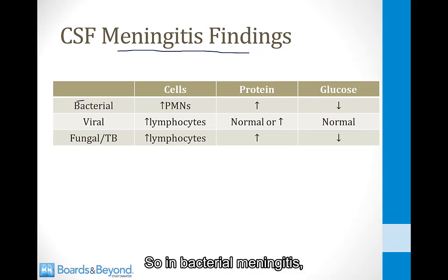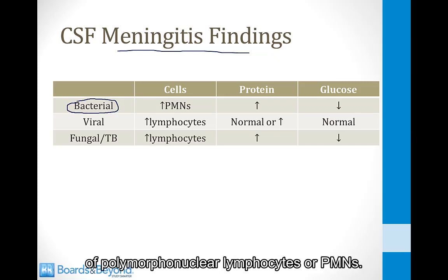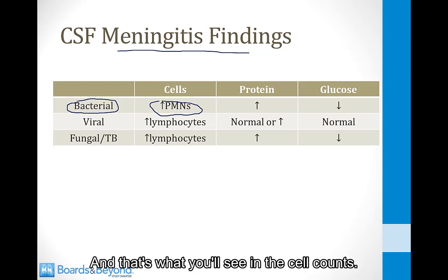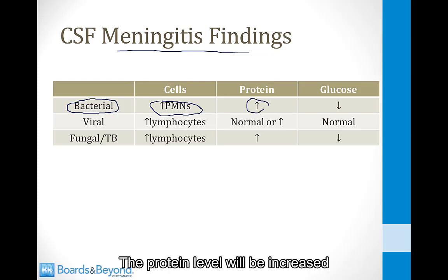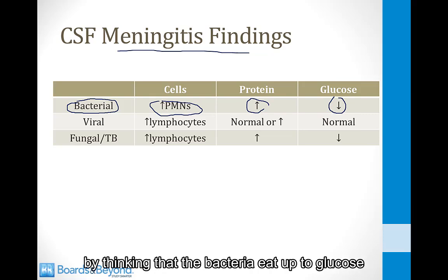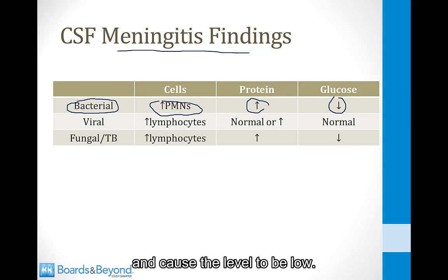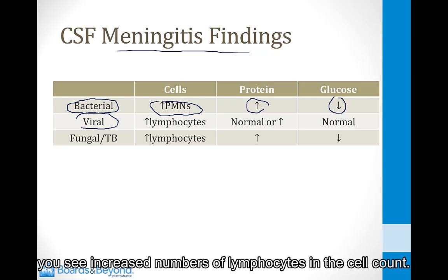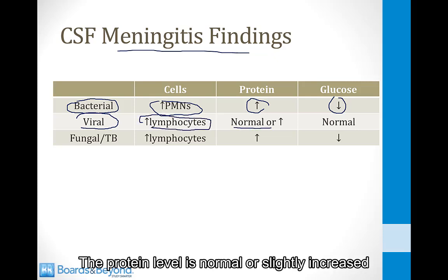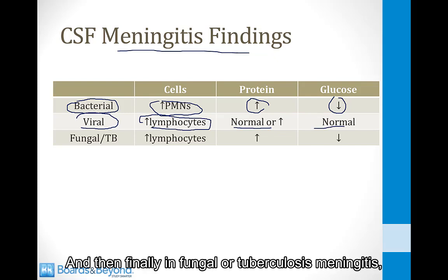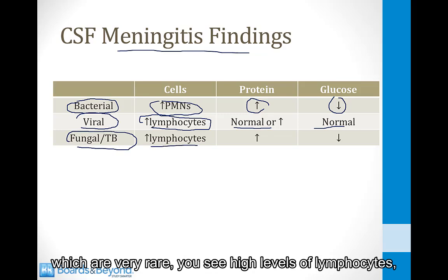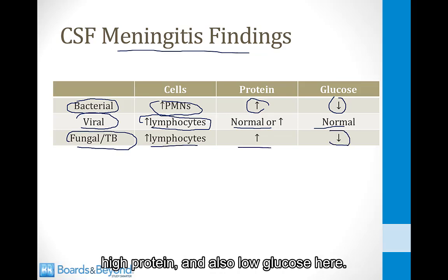So in bacterial meningitis, you will see increased levels of polymorphonuclear leukocytes, or PMNs, and that's what you'll see in the cell counts. The protein level will be increased and the glucose level will be low, and a lot of people remember this by thinking that the bacteria eat up the glucose and cause the level to be low. In viral meningitis, you see increased numbers of lymphocytes in the cell count. The protein level is normal or slightly increased, and the glucose level is normal. And then finally, in fungal or tuberculosis meningitis, which are very rare, you see high levels of lymphocytes, high protein, and also low glucose here.